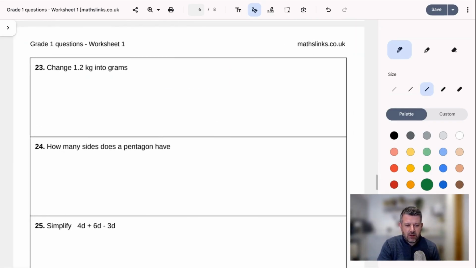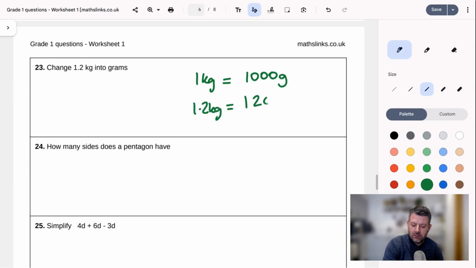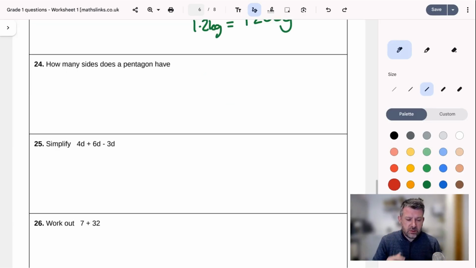Change 1.2 kilograms into grams. Well, we had this earlier with kilometers. So this time, 1,000 grams is what a kilogram means. So 1 kilogram is 1,000 grams. 1.2 kilograms, well, the 2 is just going to stay right after the 1. So it's 1,200 grams.